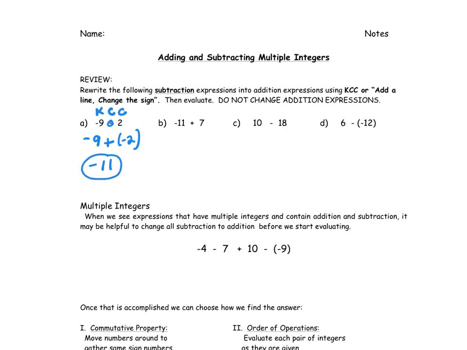The next problem, I see -11 plus 7. Do you think we should do a keep, change? If you said no, you're correct. We like addition. We're trying to change subtraction to addition. So we can work with this one without doing a keep, change.